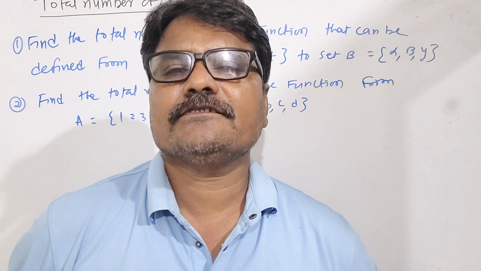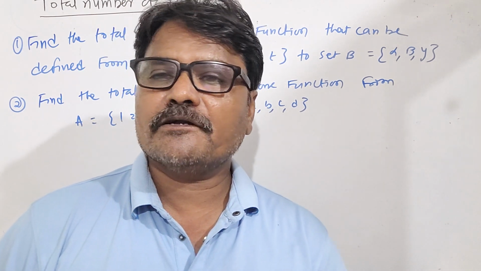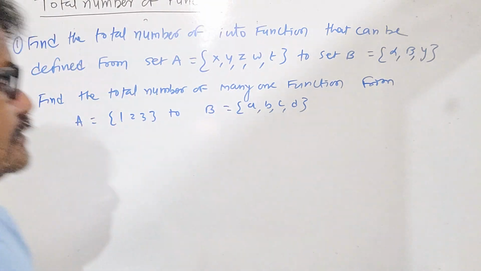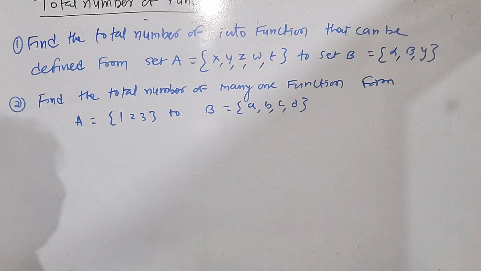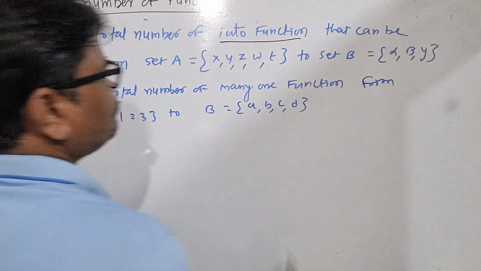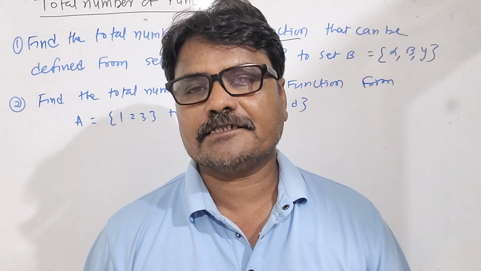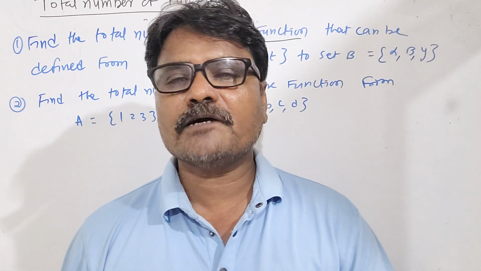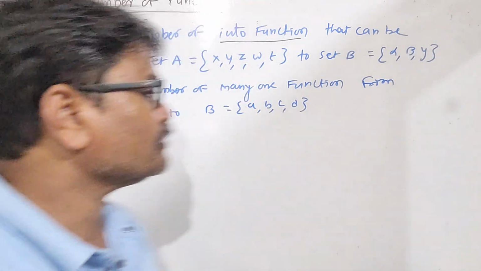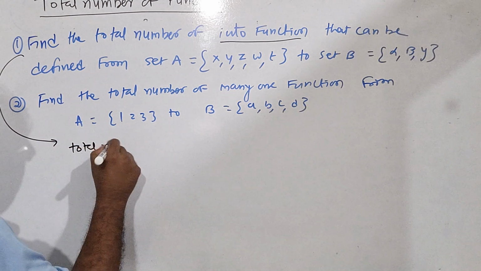Now you can understand how to calculate the total number of functions, total number of one-one functions, total number of onto functions, many-one functions, into functions. So first question is find the total number of into functions. Into functions can be derived from the set A. To find into functions, we have to calculate the onto functions, and then we can subtract the total number of onto functions from the total number of functions. First solution, total number of functions.